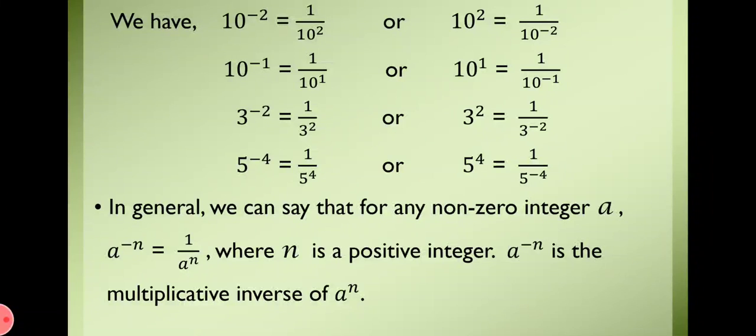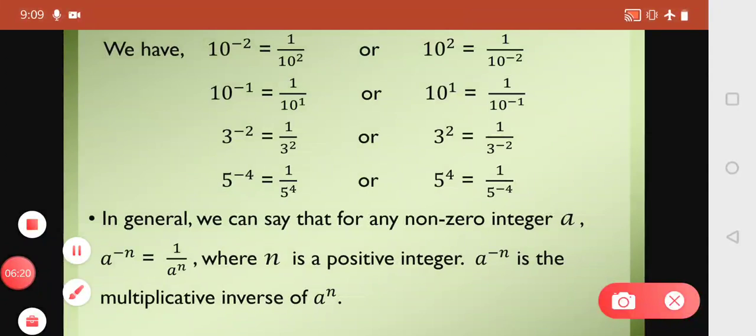Now we have 10 raised to minus 2 equal to 1 upon 10 square, or you can also write 10 square equal to 1 upon 10 raised to minus 2, or 10 raised to minus 1 equal to 1 upon 10 raised to 1, or the converse of it, the reverse of it, 10 raised to 1 equal to 1 upon 10 raised to minus 1.